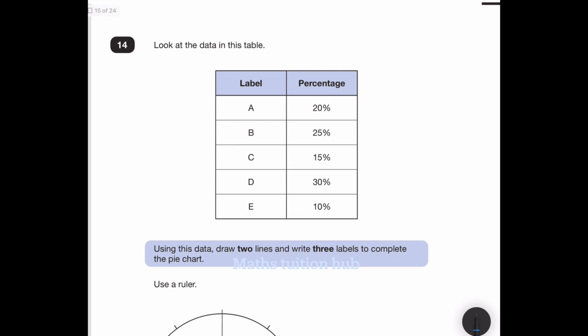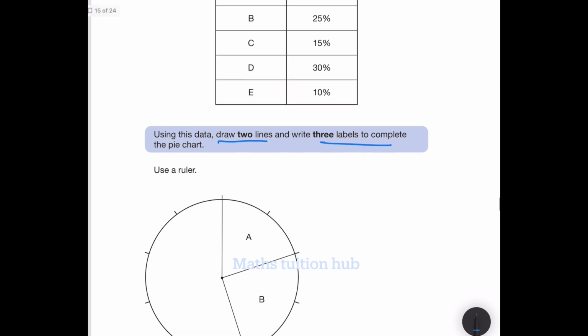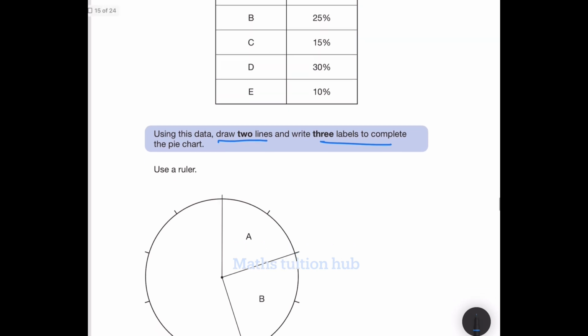Okay, in this table we have a label and percentages, and using this data, draw 2 lines and write 3 labels to complete the pie chart. We have the pie chart for the same thing, and A covers 2 of these sections, so that is 20. A is 20%, 10% each of the sections, so that will give us 20. So we'll take 10% in each section.